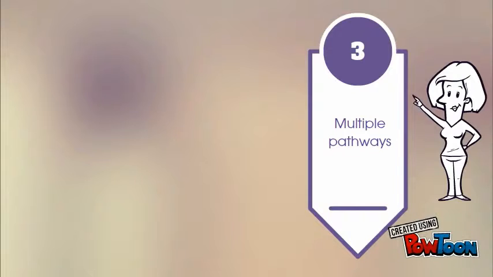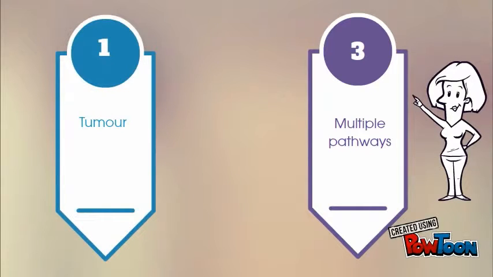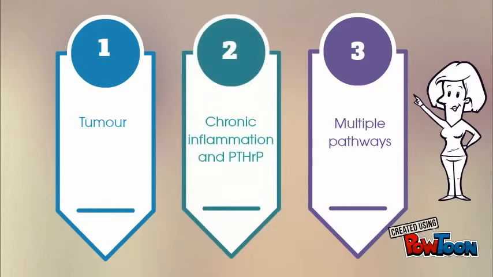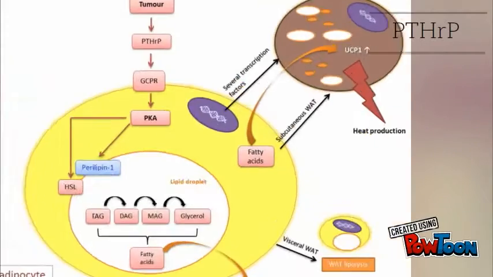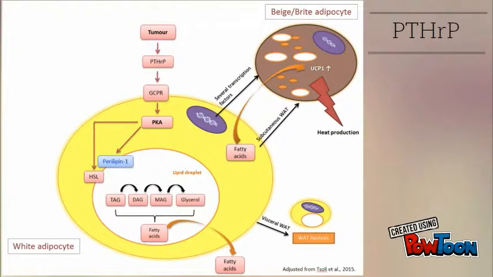We will discuss the pathways one by one, and after that we will give you an overview of all the pathways. The loss of fat mass is induced by the tumor itself, via the stimulation of chronic inflammation and the upregulation of PTHrP. PTHrP binds to its G protein-coupled receptor and thereby also stimulates the PKA pathway.